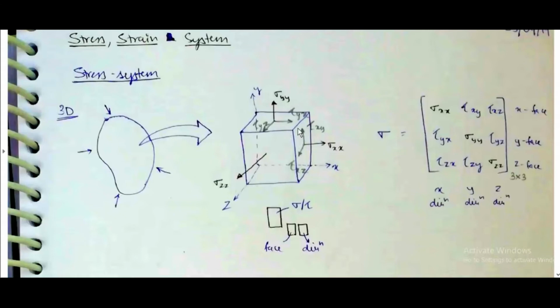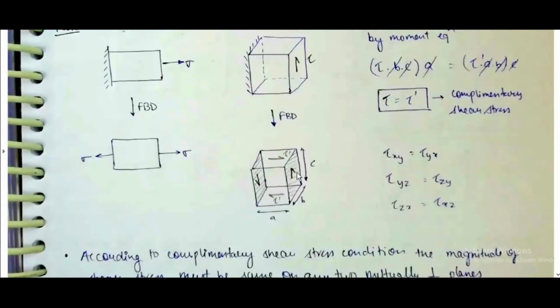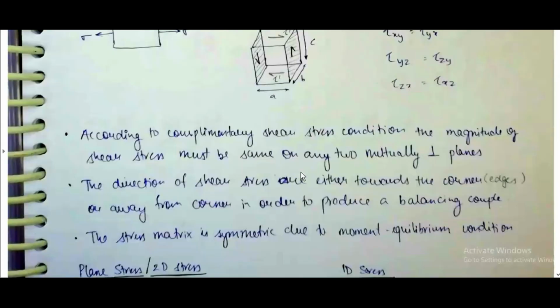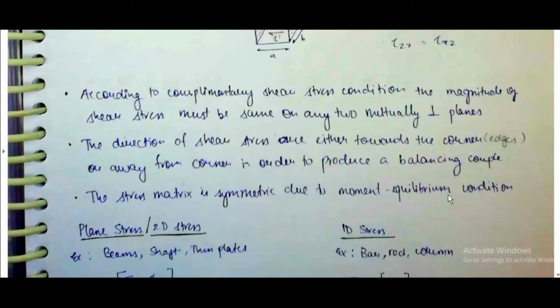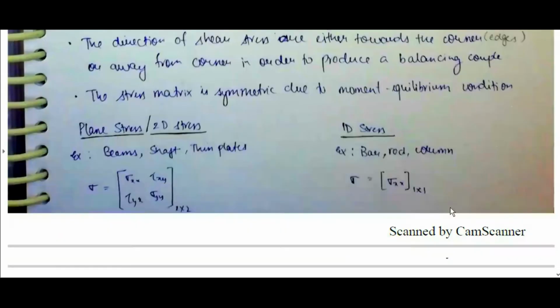Tau xy is here, tau yx is here. These two will be equal. So according to complementary shear stress condition, the magnitude of shear stress must be the same on any two mutually perpendicular planes. The directions of shear stress are either towards corner edges or away from corner in order to produce a balancing couple. The stress matrix is symmetric due to moment equilibrium condition.